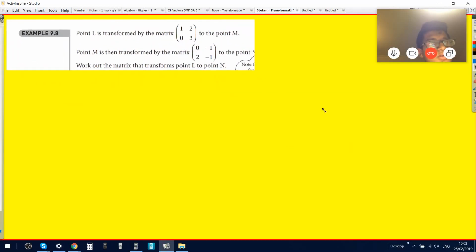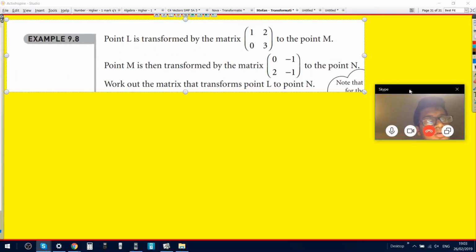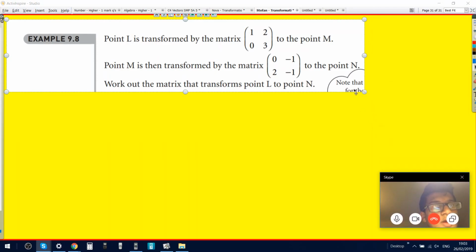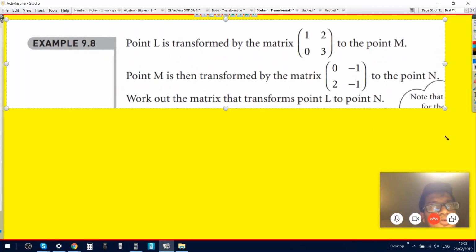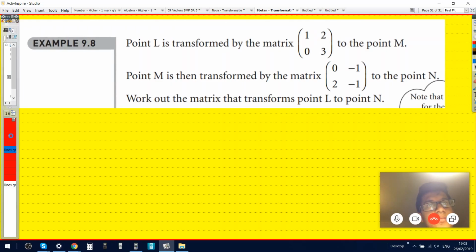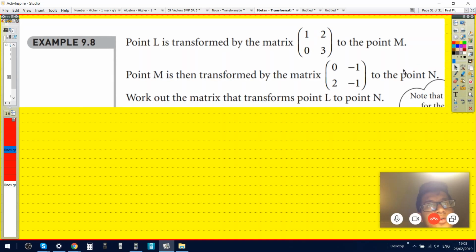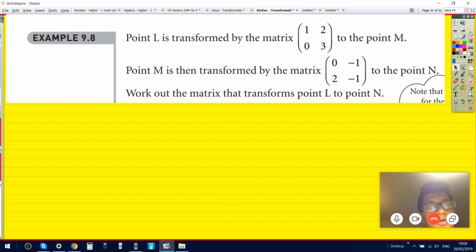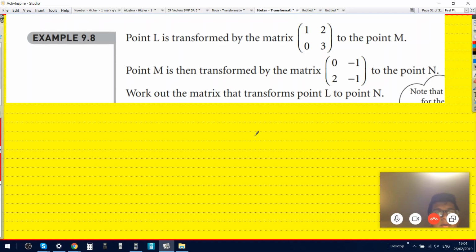Okay. Any idea about this one? Point L is transformed to... Do you want to check? So L is transformed twice, basically. Yeah. And so the 1, 0.